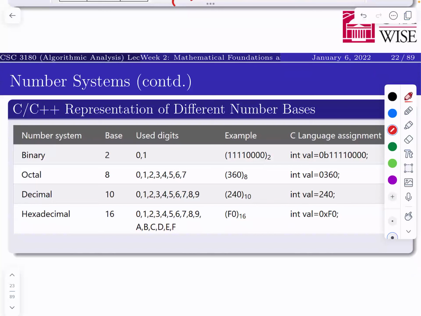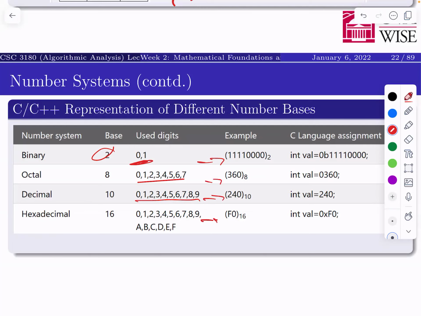And in C++, you can represent different number bases. But I told you the most popular ones are what? Binary, octal, decimal, and hexadecimal. So this is base 2. You use 0 and 1 to represent it. Base 8, you use 0 to 7. Base 10, 0 to 9. This is that. Now, an example is this of each of them.